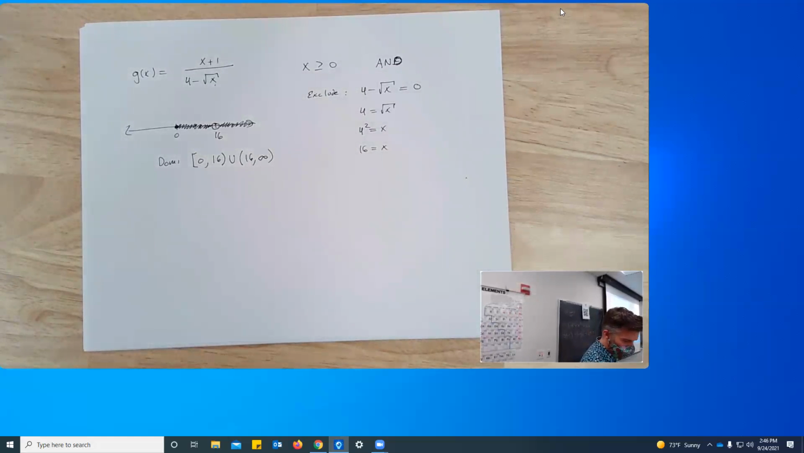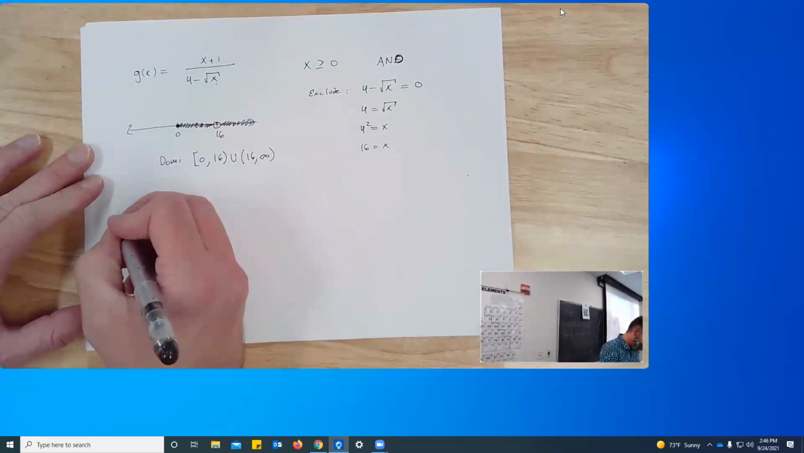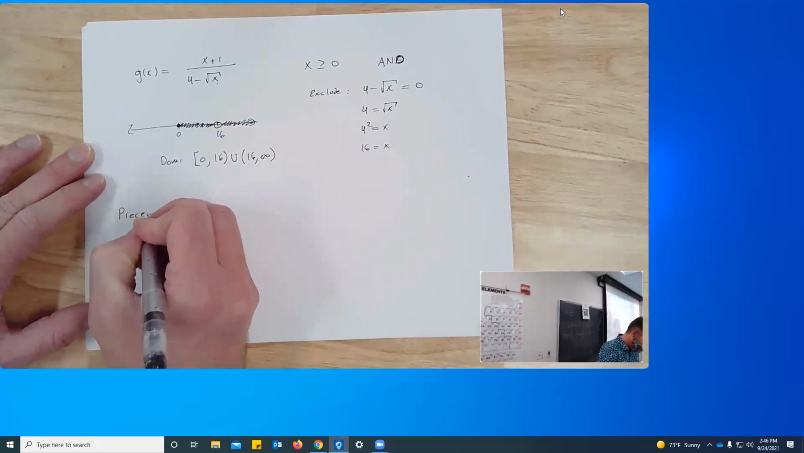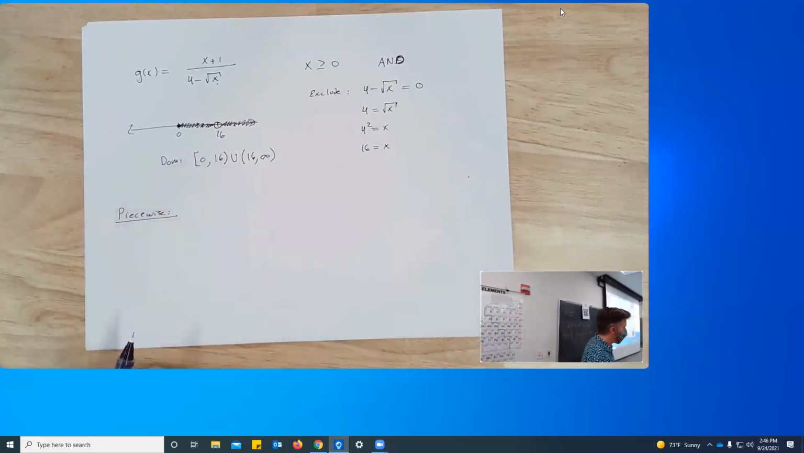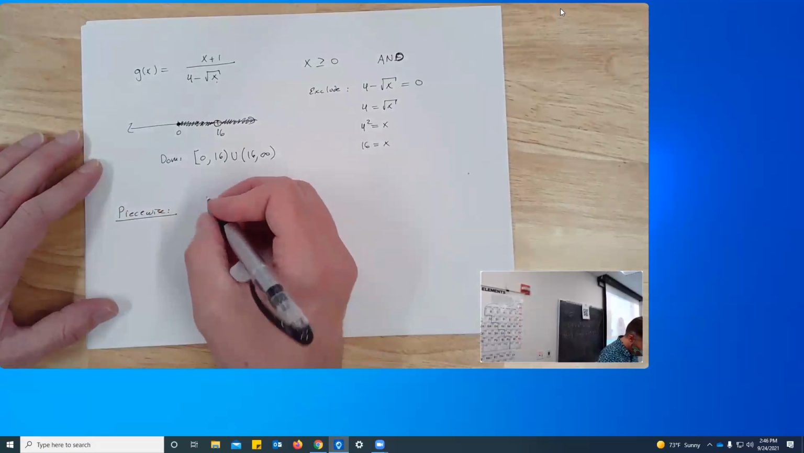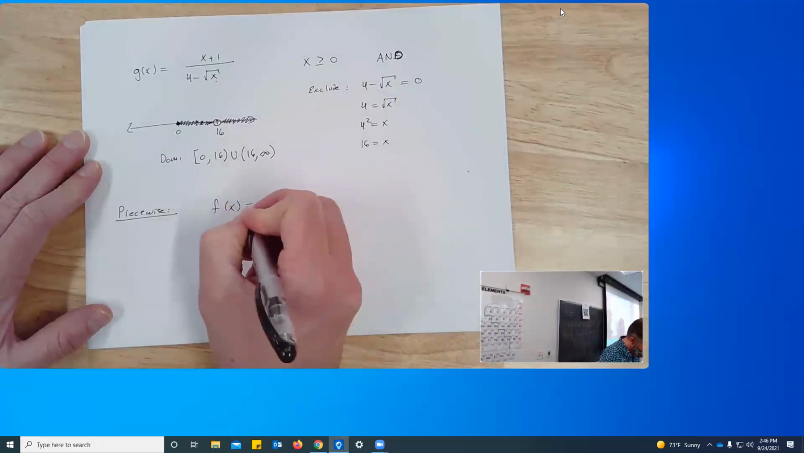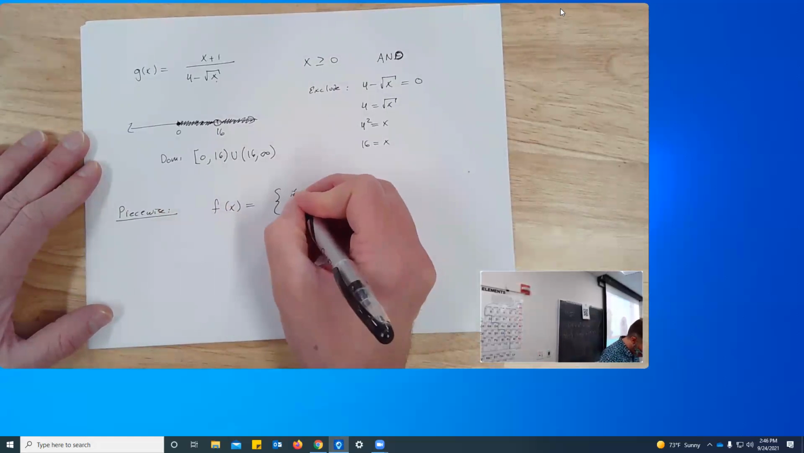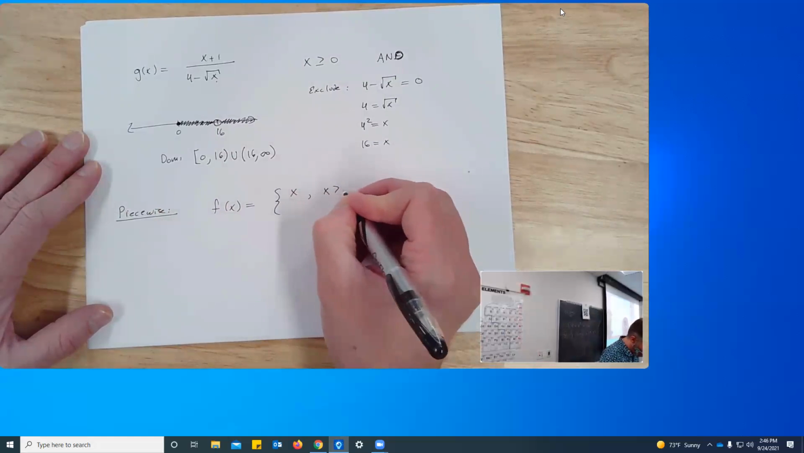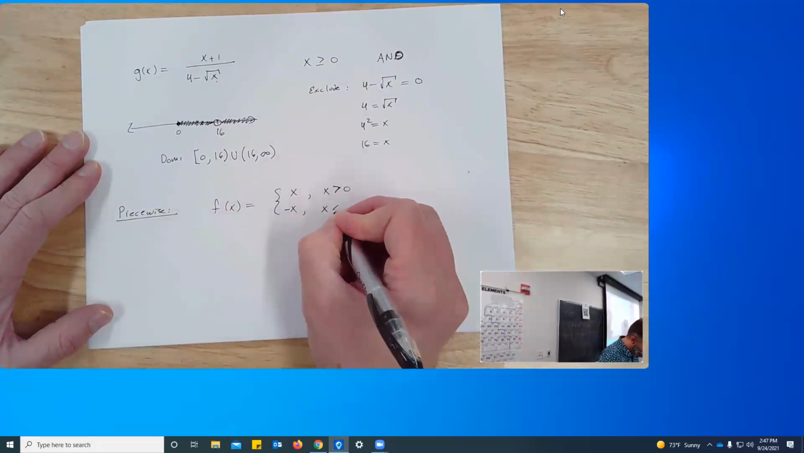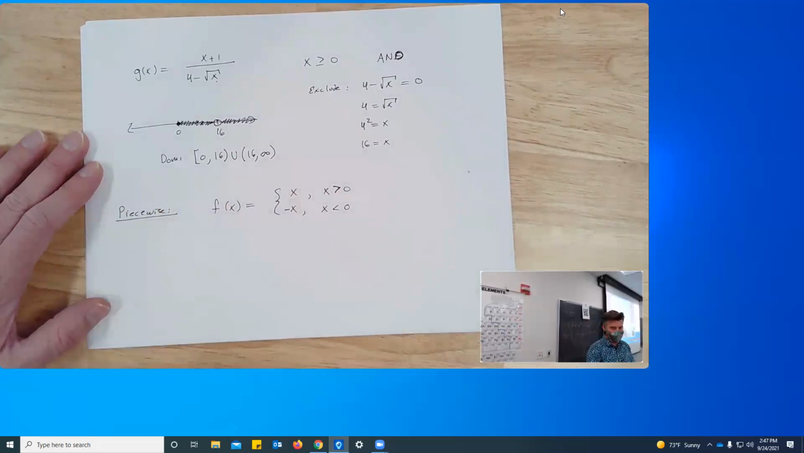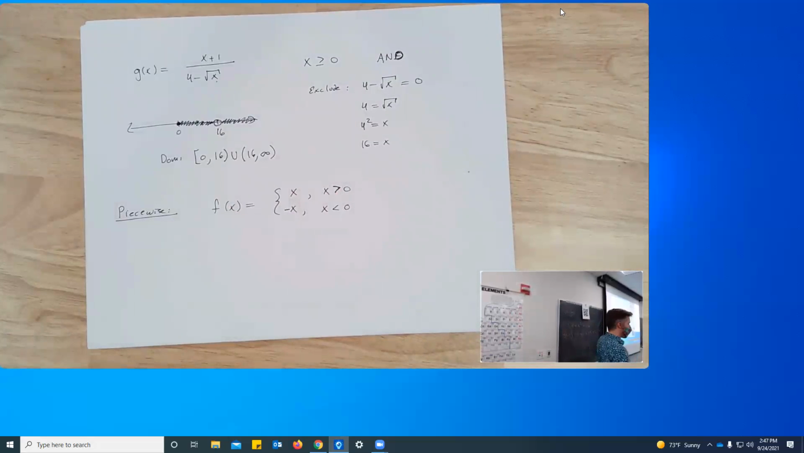Sure. Yeah, let's talk about piecewise functions. And I'm going to start off by talking about what I think is probably the most important piecewise function you will ever use. F of x equal to x when x is positive and negative x when x is negative. And it can be equal to either one, because whenever x is 0, either way it would be 0.